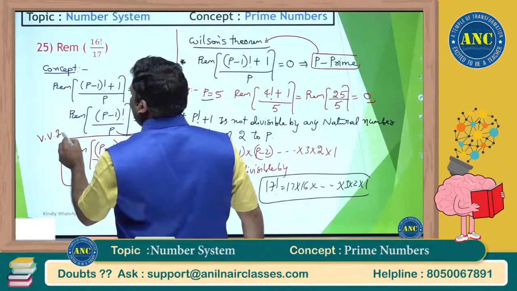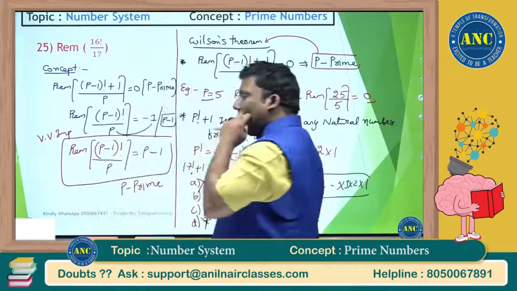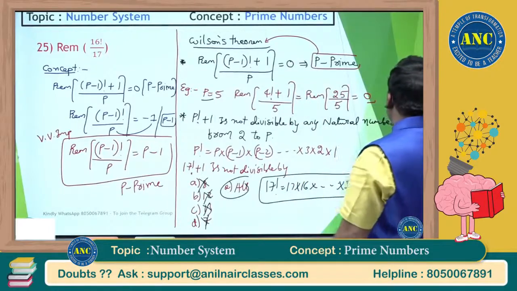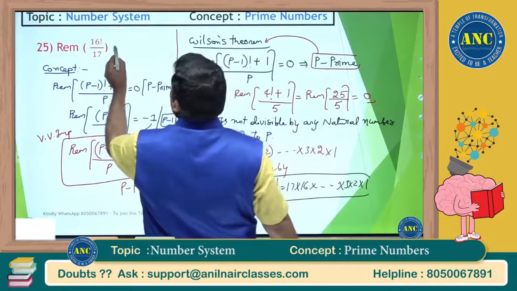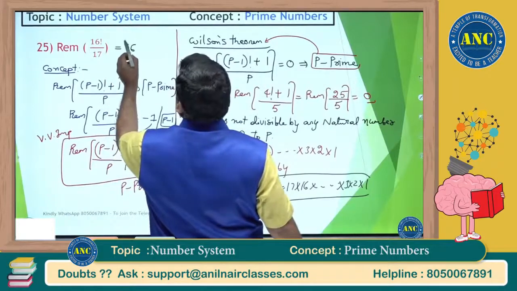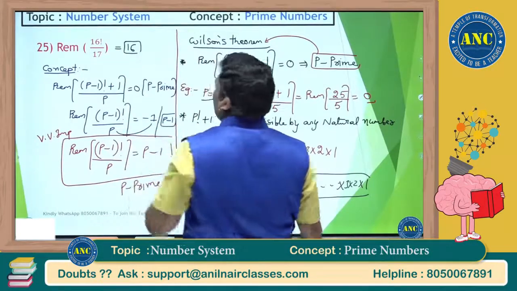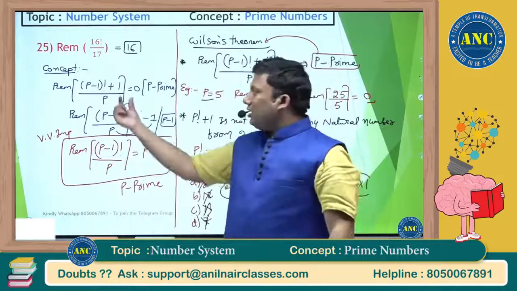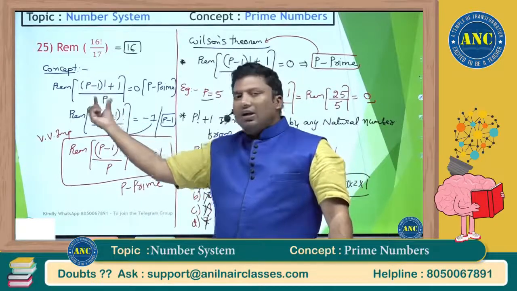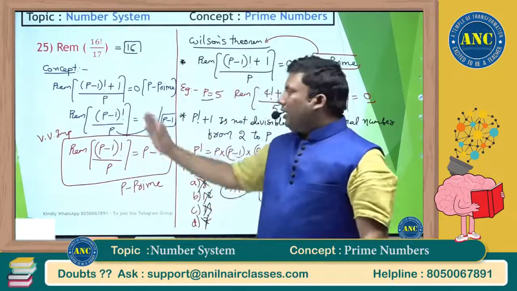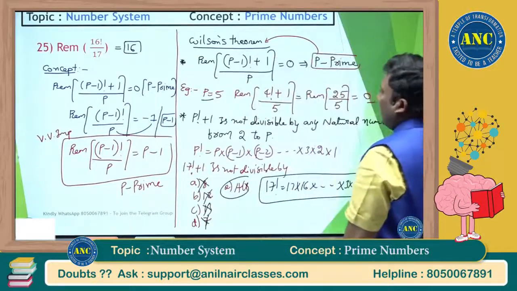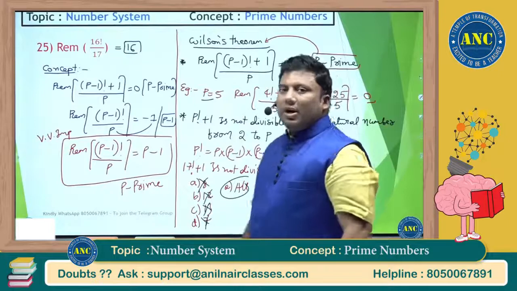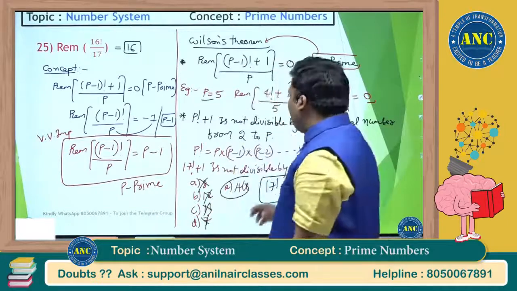Extremely important concept. (p minus 1) factorial divided by p is p minus 1. So 17 minus 1: the answer for this question is 16. We only want (p minus 1) factorial by p. Plus 1 goes to the right hand side, minus 1. Negative remainder is minus 1; positive remainder will be p minus 1.